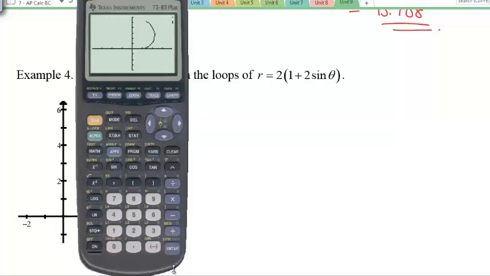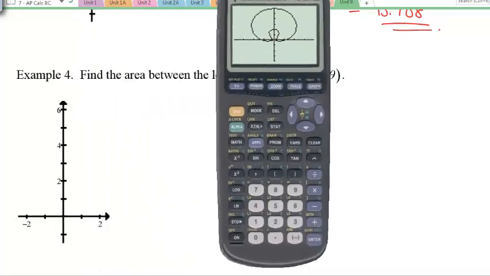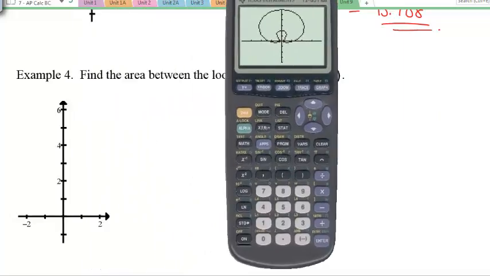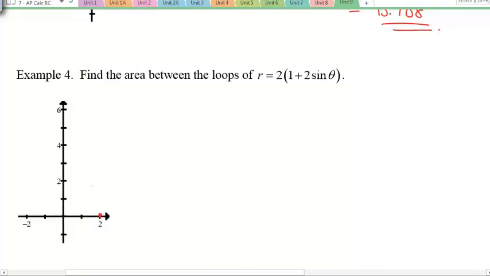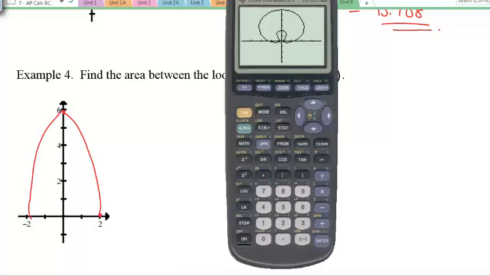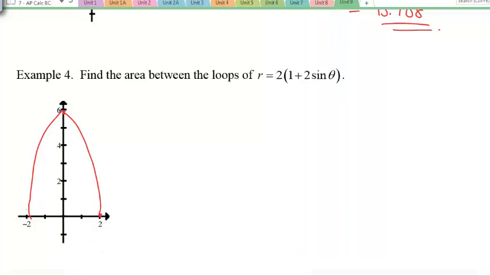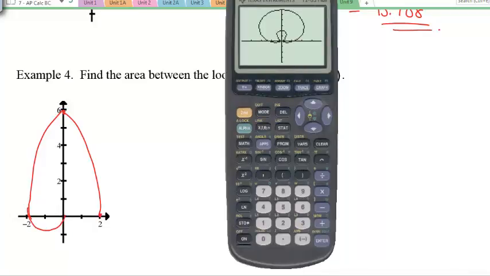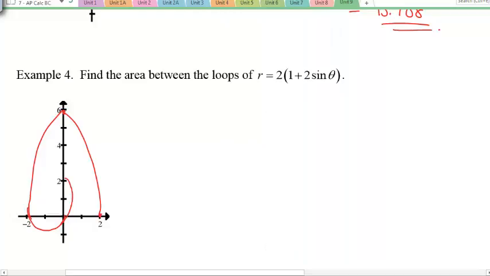Let's graph and notice how I actually draw the curve. Notice how I started at 2 here, went up all the way to 6, came back down to -2, and then that loop-de-loop thing happened. So it came to 2, looped around, went up to +2, down to 0 again, and then around. So in essence, I just want the area between the loops.